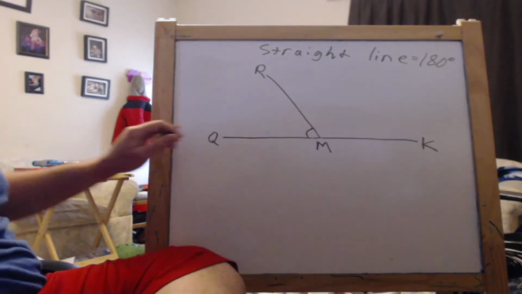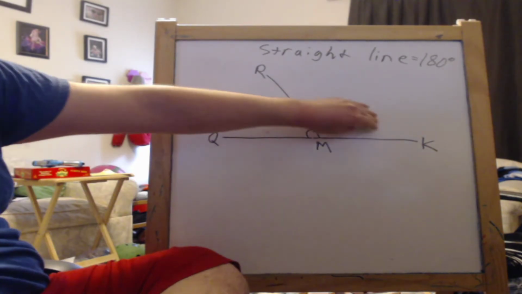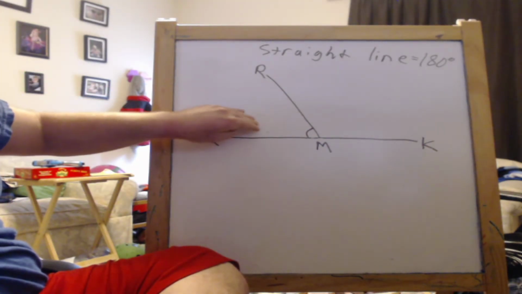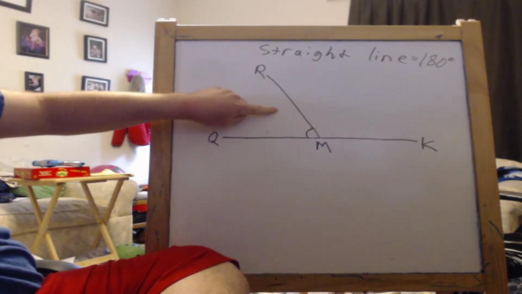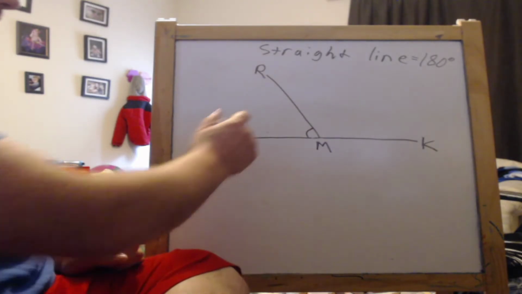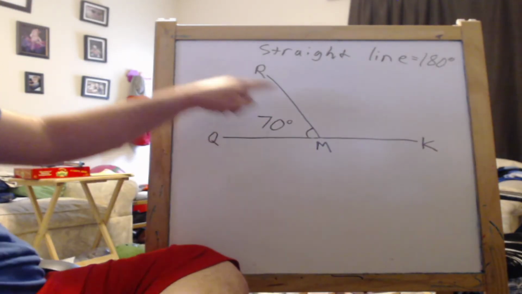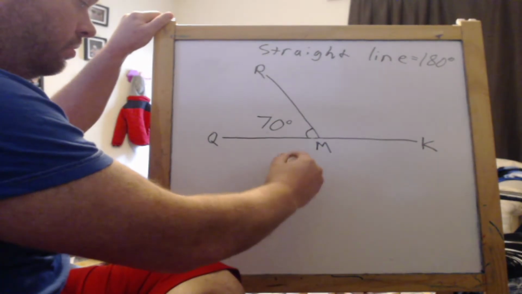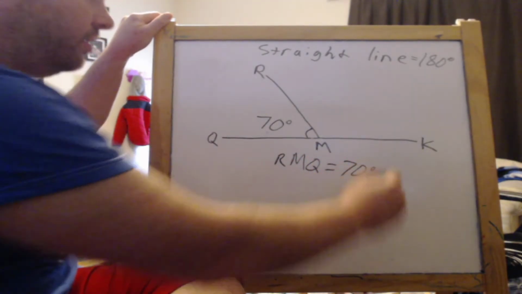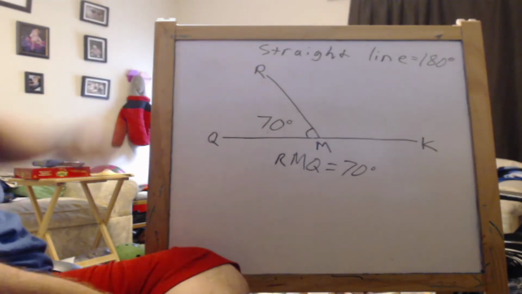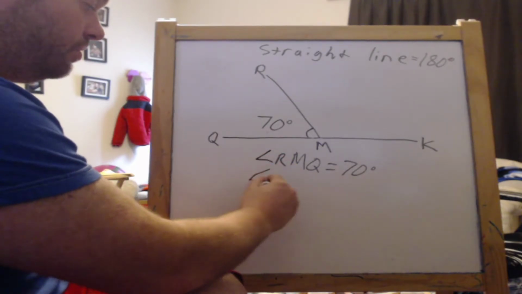So if this is 180, then that means that any angles above this line are going to have to add to 180. So let's just say that RMQ equals 70 degrees. In that case, to figure out RMK, we should always write the angle.